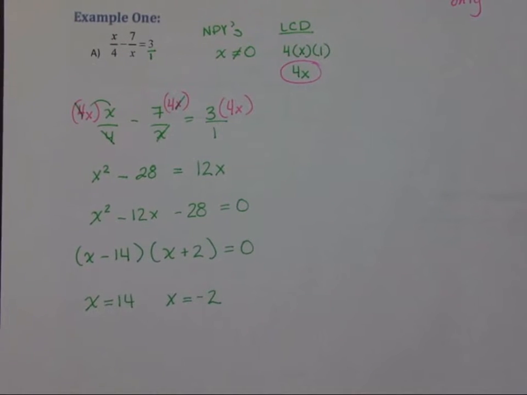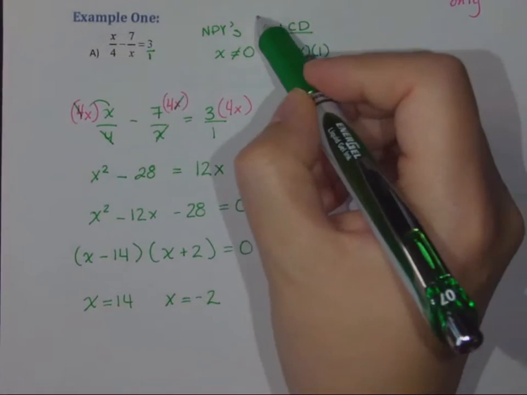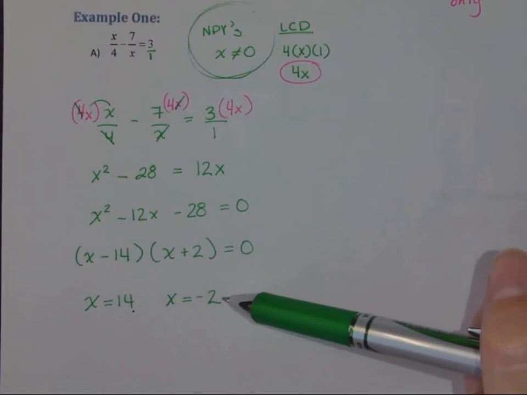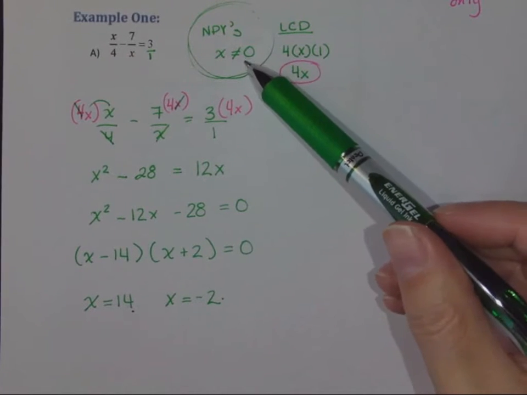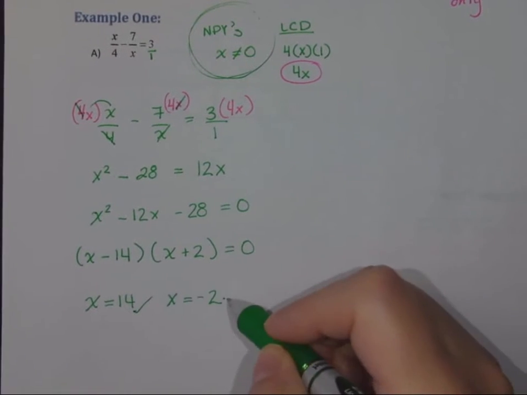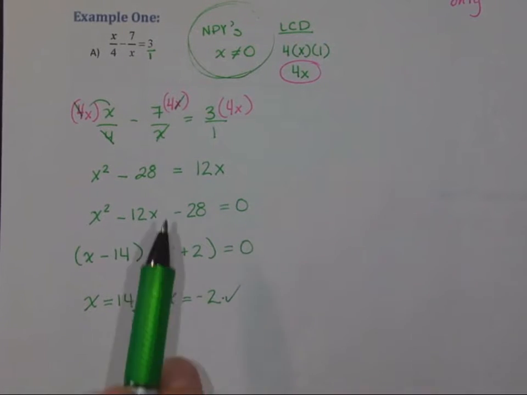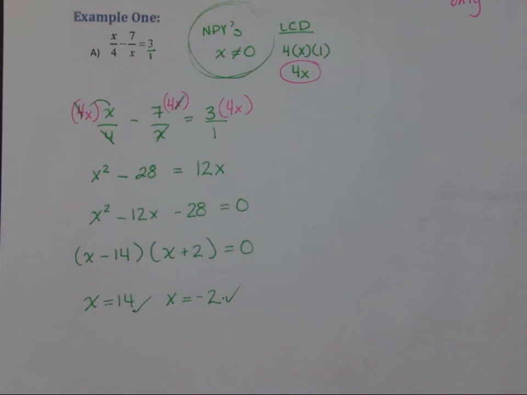Now the only thing you have to check them against is your NPVs. So this is a 14, this is a negative 2. We said our NPVs can't be 0, so both of these are good answers. If one of my answers was a 0, we would reject it based on the NPV.